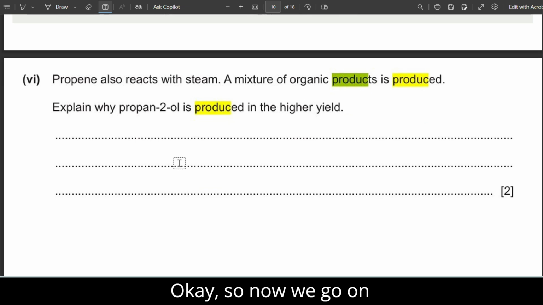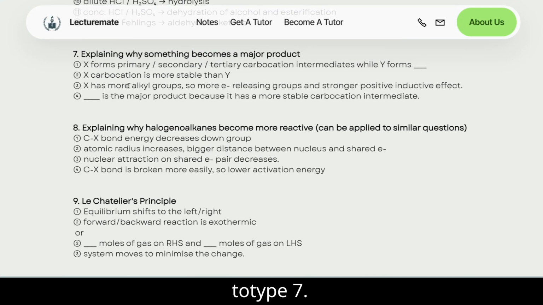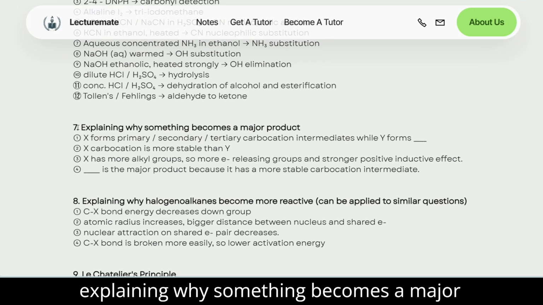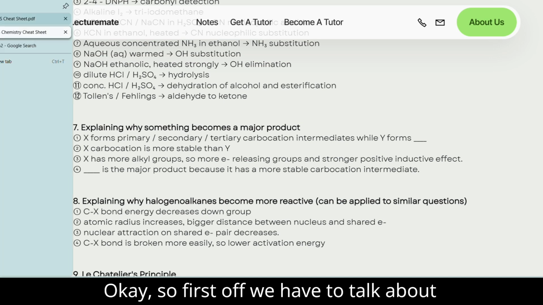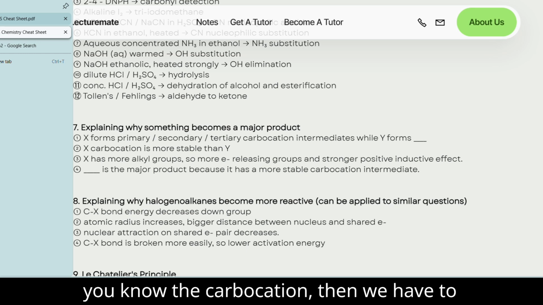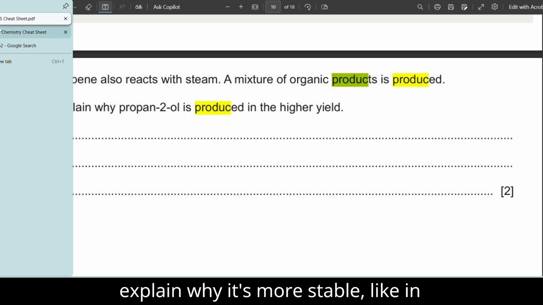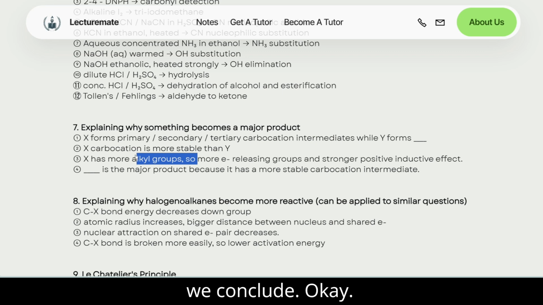Okay, so now we go on to question type number 7, explaining why something becomes a major product. First off, we have to talk about the carbocation, then which is more stable, and then we explain why it's more stable, like in this case it's alkyl groups, and then we conclude.